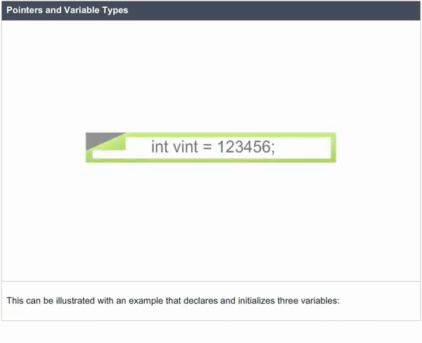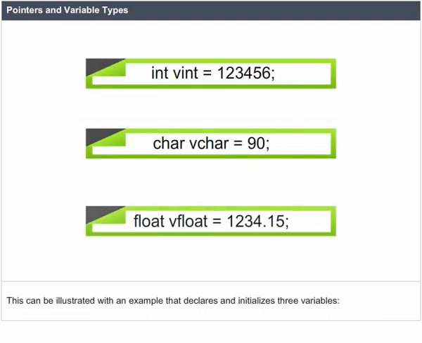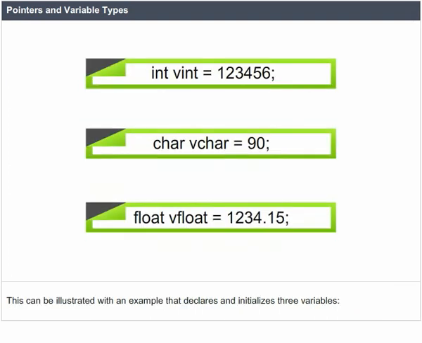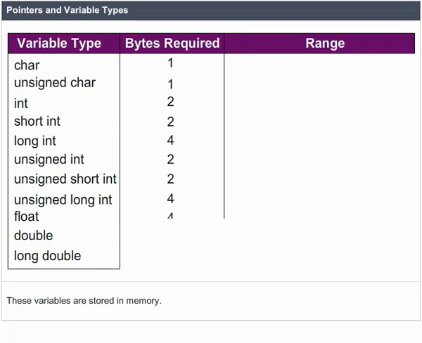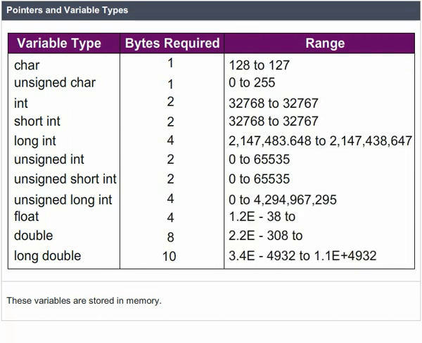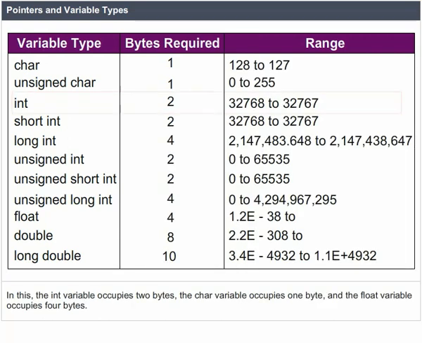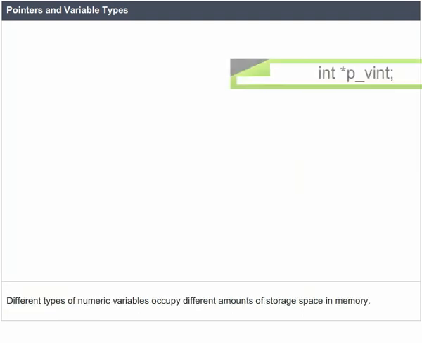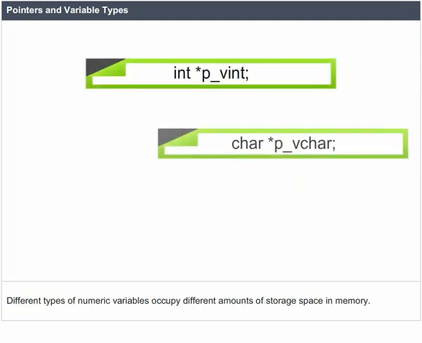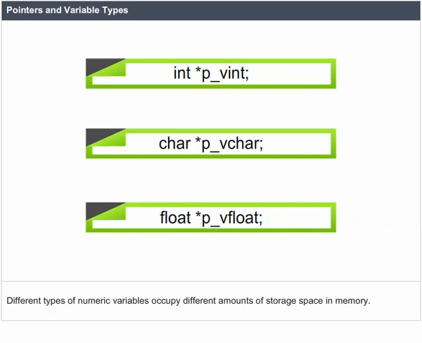This can be illustrated with an example that declares and initializes 3 variables. These variables are stored in memory. In this, the int variable occupies 2 bytes, the char variable occupies 1 byte, and the float variable occupies 4 bytes. Different types of numeric variables occupy different amounts of storage space in memory.